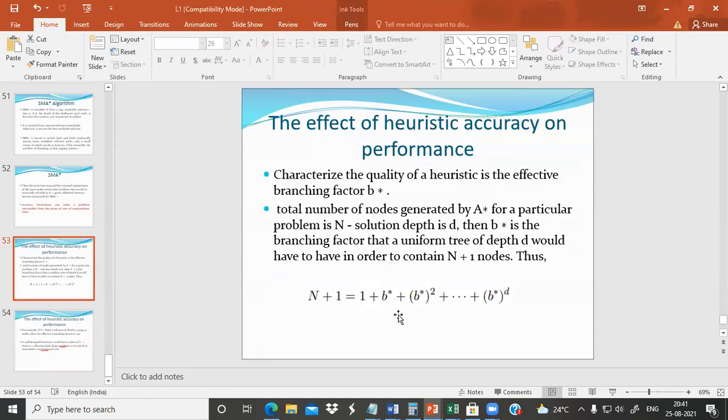So this is the general equation to calculate the number of nodes, right? Number of nodes is equal to 1 plus b star, and so on. Here b represents the branching factor, and b star represents the effective branching factor.